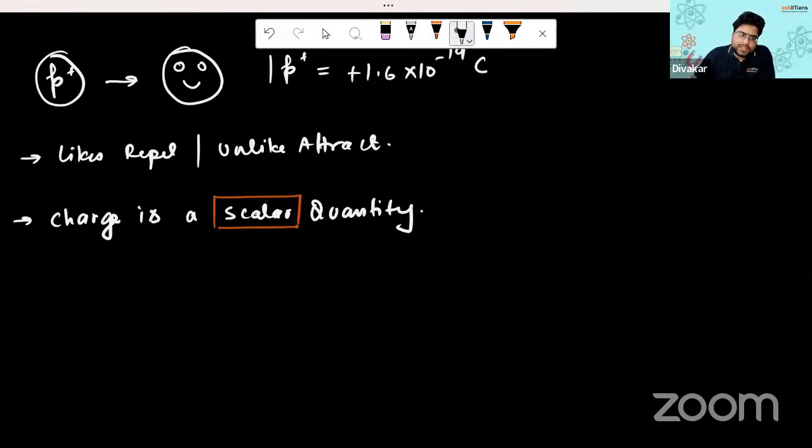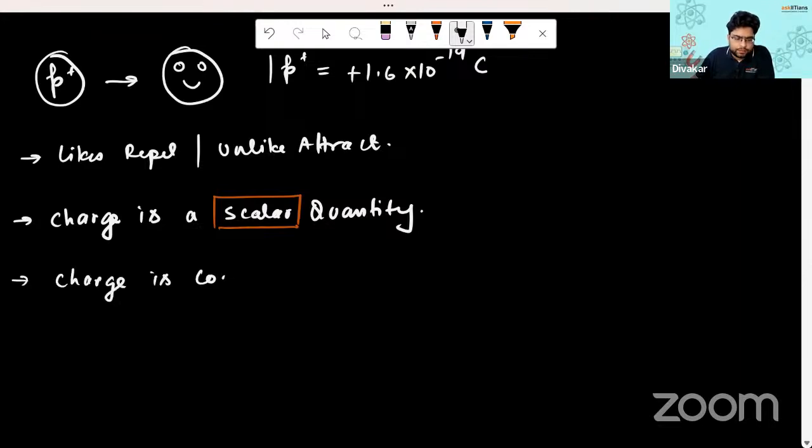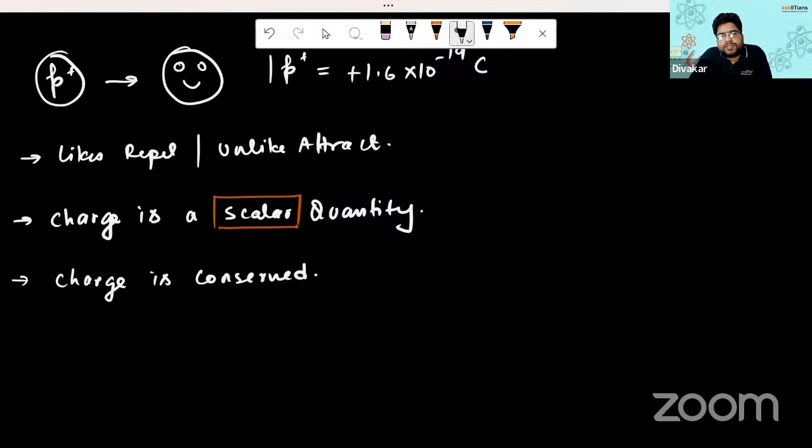Next property of charge is conserved. Now, what do we mean by charge is conserved? When we say total amount of energy in this universe is conserved, that law is called law of conservation of energy. What does that mean? That means the total amount of energy supplied and the total amount of energy utilized, that will always be the same.